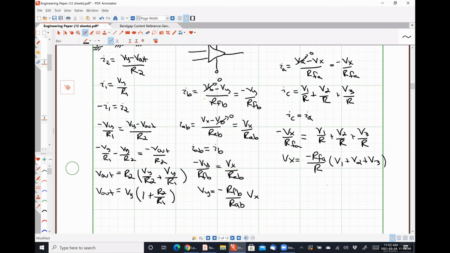Okay, and then substituting all the way back in, we can say Vy equals negative RFB over RAB times negative RFA over R times V1 plus V2 plus V3, and then V out equals, I'll write this one first, 1 plus R2 over R1 times Vy, right? And Vy we just wrote down, and so we can just say it's times RFB over RAB.